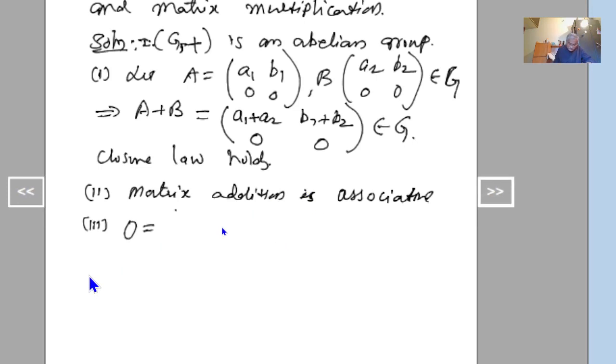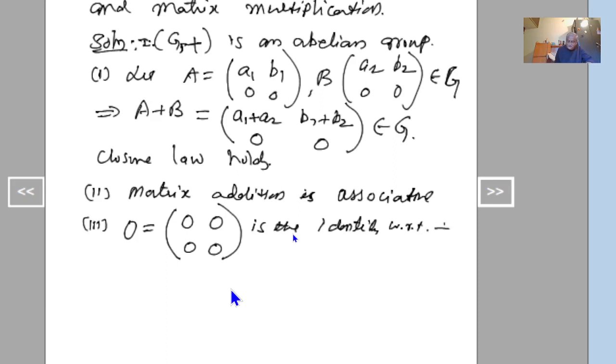Third one, let me denote this matrix 0 as 0, 0, 0, 0. Is this the zero matrix here? Yes. And this acts as the identity with respect to addition, right? With respect to addition.